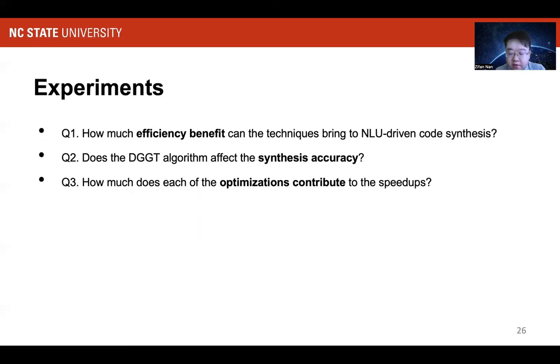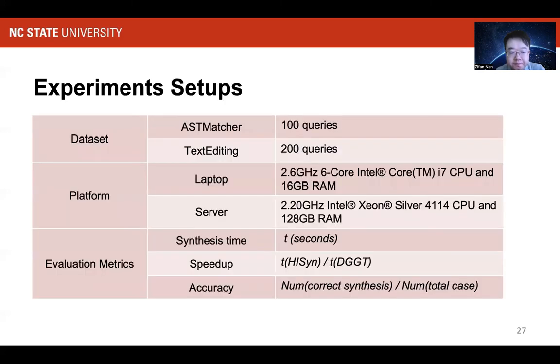So we conduct a set of experiments to give us answers to these 3 questions. The first one is how much efficiency benefit the technique can bring to the NLU-driven methods. Then, does the new algorithm affect the synthesis accuracy? And the third question is how much does each of the optimizations contribute to the speedups? We conduct our experiment in 2 data sets and in 2 different platforms. One is a normal laptop and another is a server machine. And we use synthesis time, speedup, and accuracy as an evaluation for the performance.